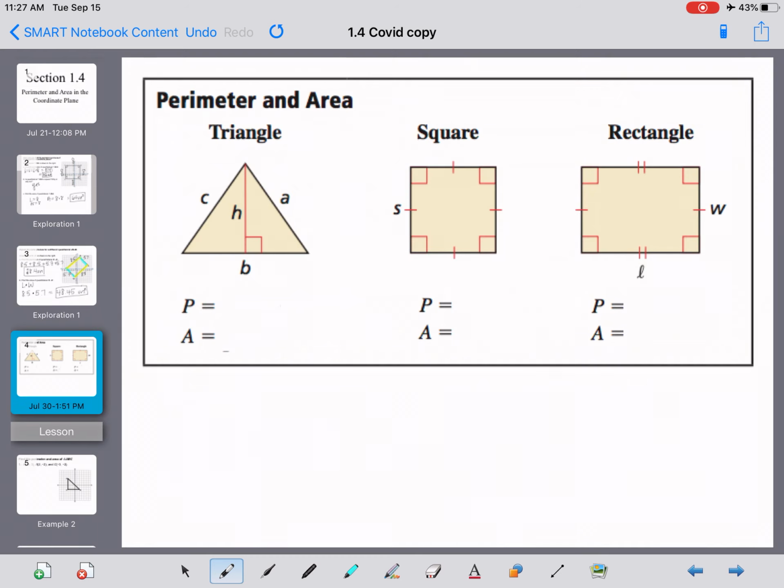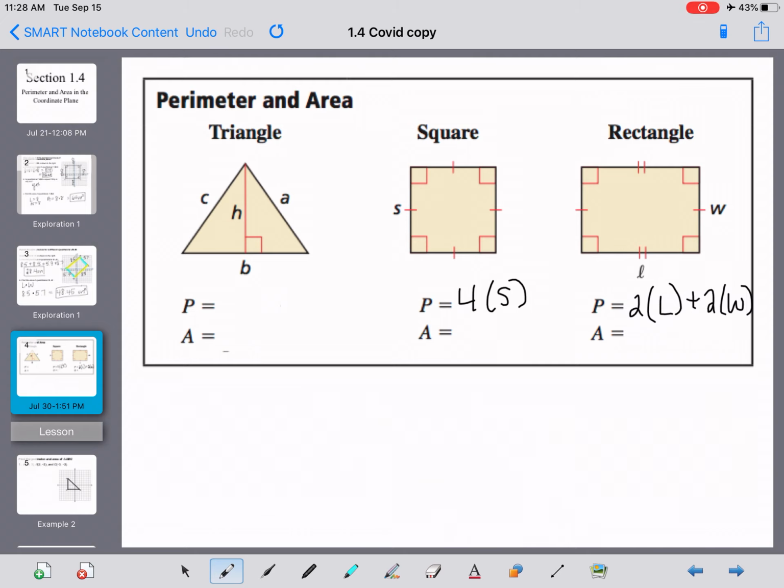So these are the three main shapes we're going to be working with for perimeter and area. So if we call a square with 4 equal sides, if we find the perimeter, we're just going to do 4 times the length of each side because there's 4 of them. And then for a rectangle, we're going to take 2 times the length plus 2 times the width.